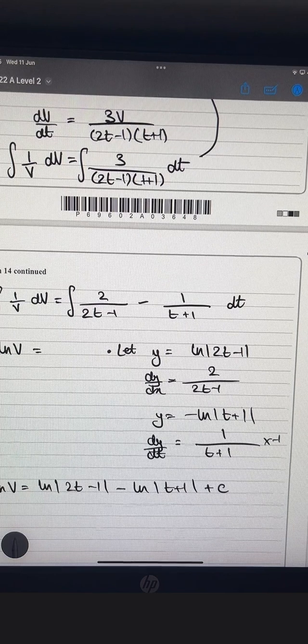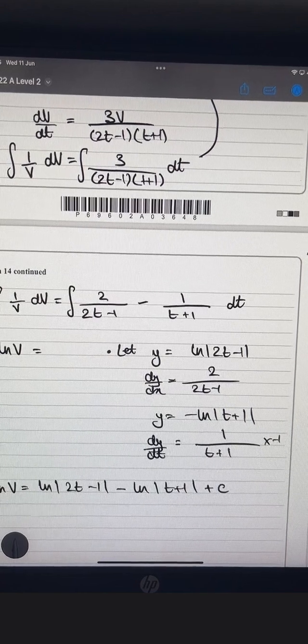So that's something over 2t minus 1. Then using the chain rule, I differentiate 2t to get 2. So that's how it works there. So it'll be ln, I don't need to scale that. Yeah, it is reverse chain rule.